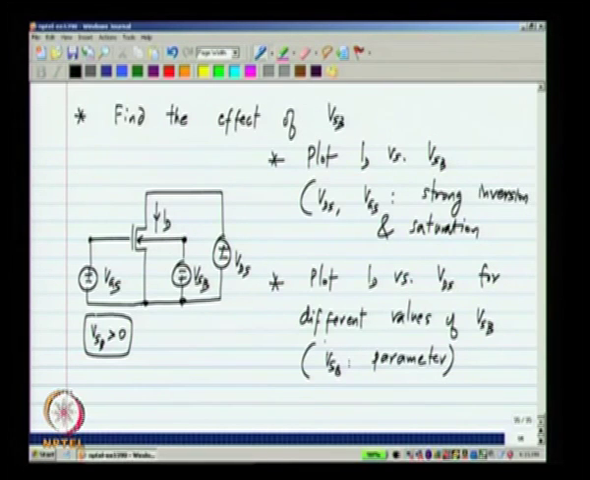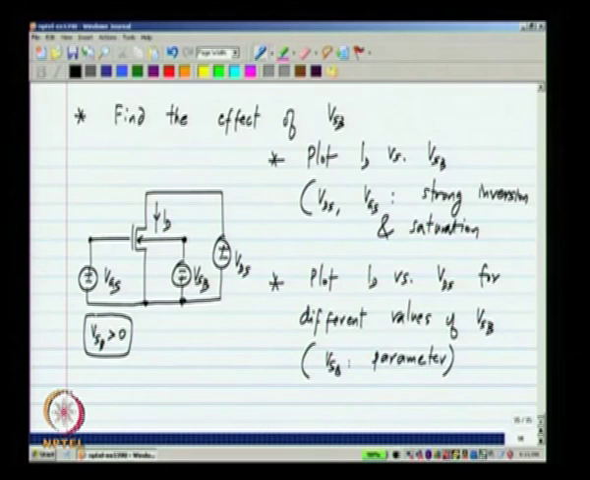Remember, earlier you plotted ID versus VDS with VGS as a parameter. For different values of VGS, you would get different saturation currents. Now, if you do the exercise correctly, you will see the same effect with VSB as well. Okay. This is again to convince yourselves that the back gate and the front gate have qualitatively similar functions. Quantitatively, of course, they will be different from each other. Okay.